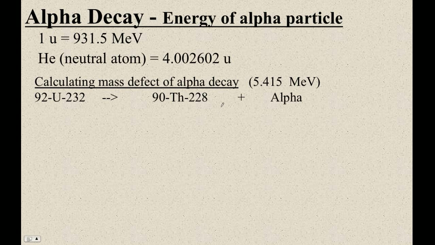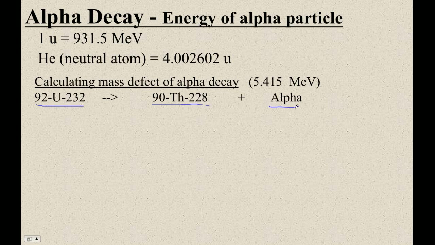Let me show you how to calculate the energy of an alpha decay. This is actually a fairly simple calculation to do. The first thing to do is to figure out what the products of the decay are. And that's pretty simple. We already know how to do that. So uranium-232 will turn into thorium, which is element 90, at thorium-228. So this is another way to write the notation, plus an alpha particle.